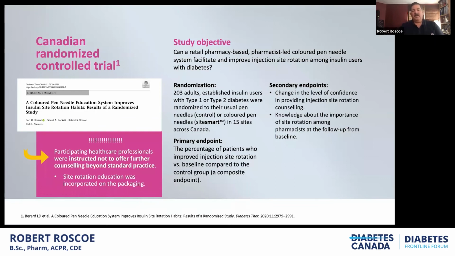One important part here is that the healthcare professionals involved, in this case pharmacists, were instructed not to provide any further information beyond just handing the tool out, because we wanted to measure the effectiveness of the tool and whether it had an effect in improving rotation. The secondary outcome was really important as well, because we're looking at whether the pharmacist learned more about site rotation and actually understood the importance of reviewing site rotation and lipohypertrophy with the patient.